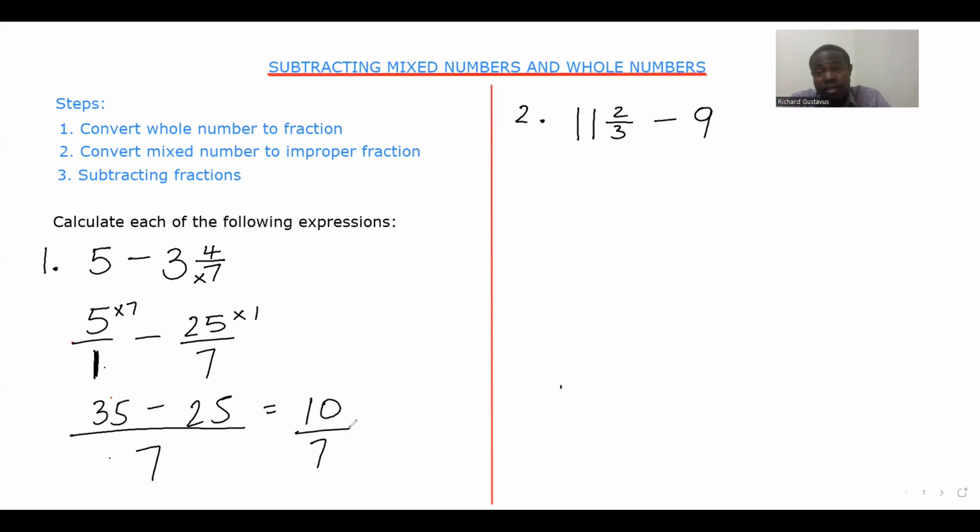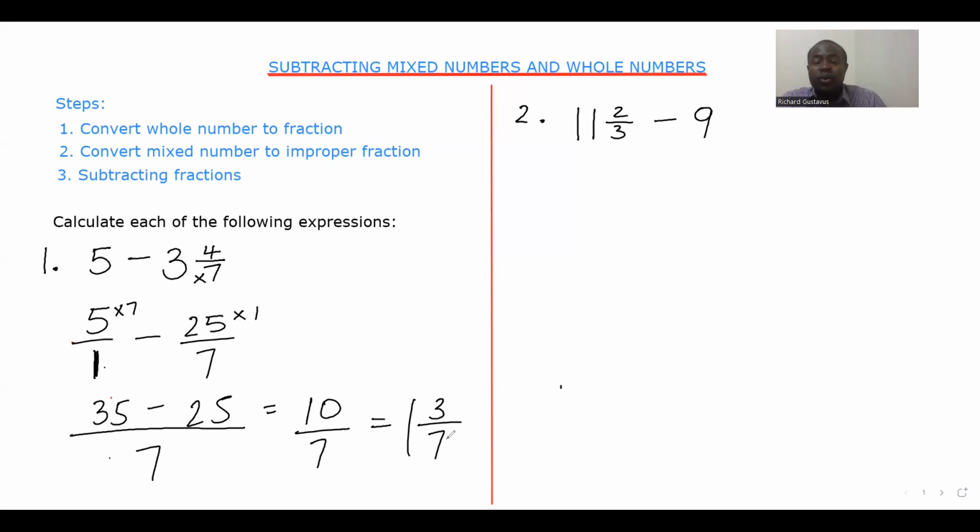Now, 10 over 7 is an improper fraction and can be converted to a mixed number by dividing, right? So it's 7 into 10, that goes 1 time. Then that will leave us with a remainder of 3. And then we put back our common denominator, which is 7. Easy, right, guys? So that is how you subtract a whole number and a mixed number.